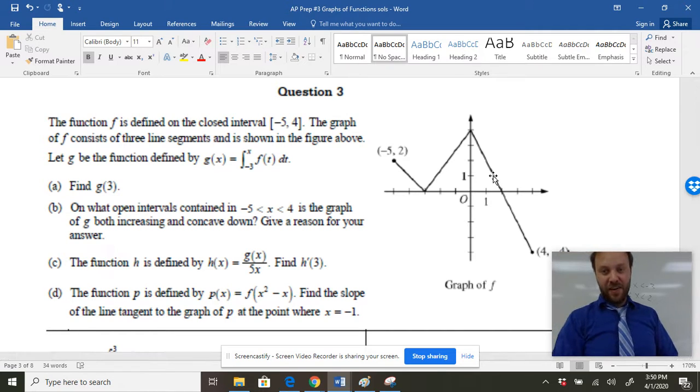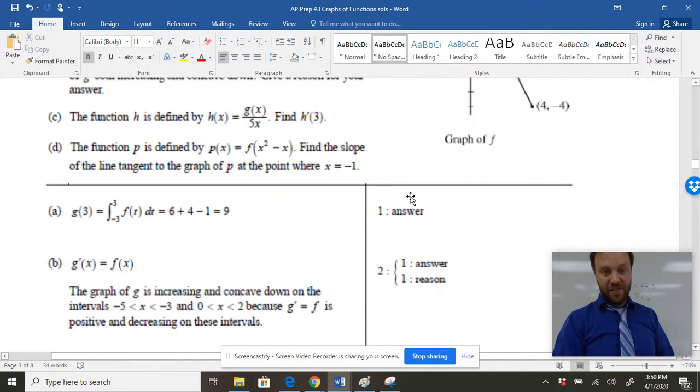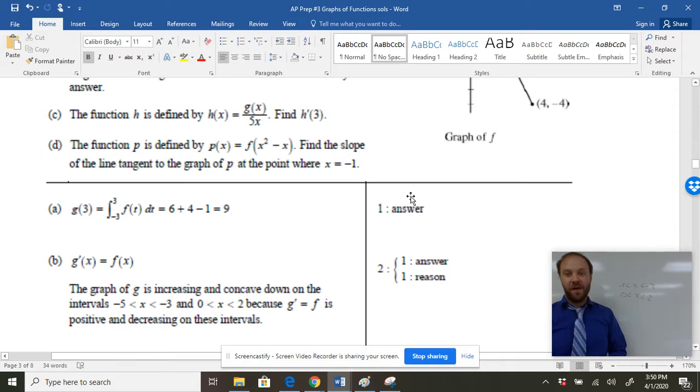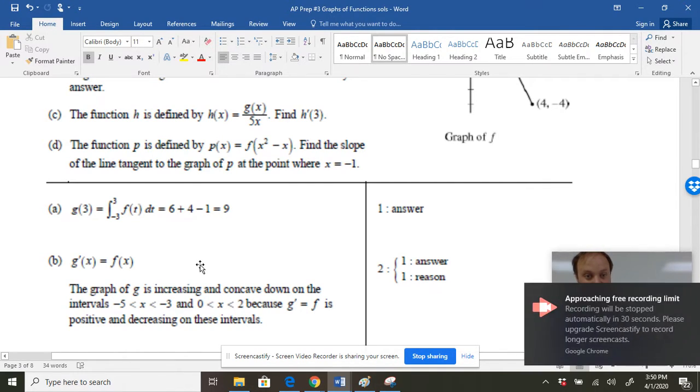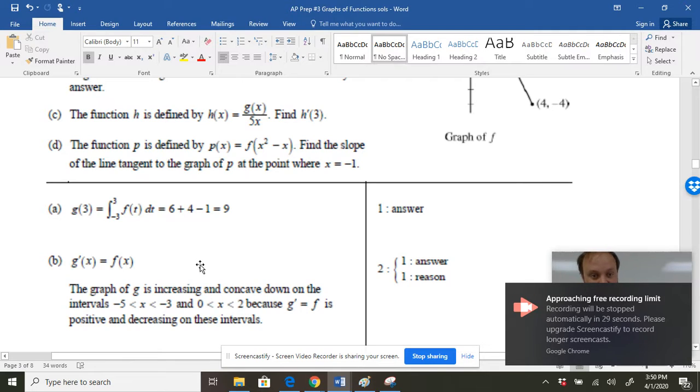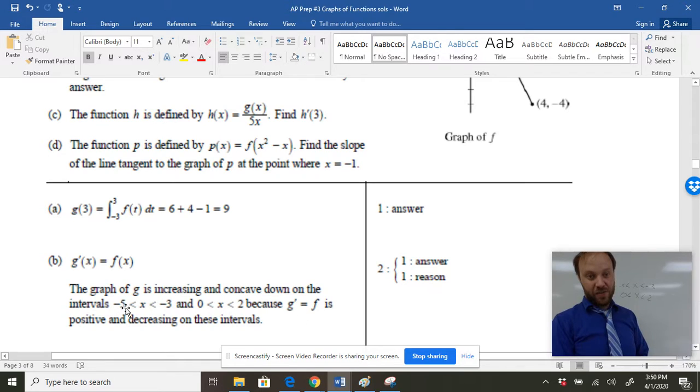And we can take a look here at the solutions to this. Here are the first two parts. You can see it's a 9-point problem, 3 total points out of the 9. So they find the integral between -3 and 3. And again, it's a freshman geometry question, finding the areas of triangles. You just have to remember that you have that negative triangle region there. And then for part 2, notice that they talk about the graph of G is increasing and concave down on the intervals between -5 and -3 and 0 and 2, because G prime equals F is positive and decreasing on those intervals. That's how they end up justifying that.